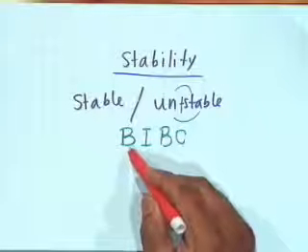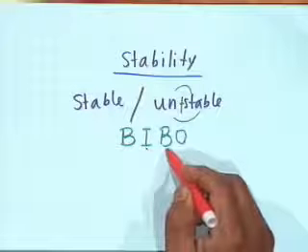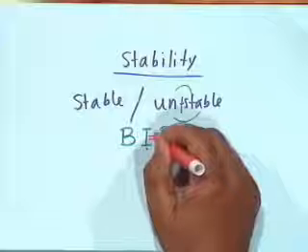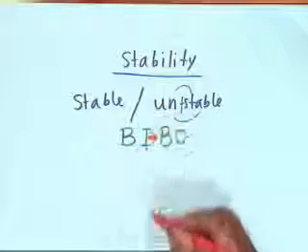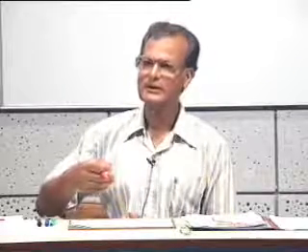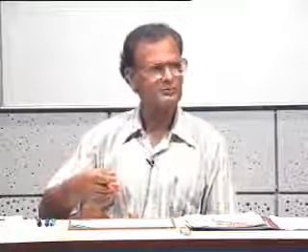This B stands for bounded, I for input, this B for bounded, and this O for output. And a system is said to be stable if bounded input leads to bounded output. This is the meaning of stability. That is, if the input is bounded, then the output should also be bounded, and this is the meaning of stability. If it is not so, if the output can grow indefinitely, then the system is unstable.